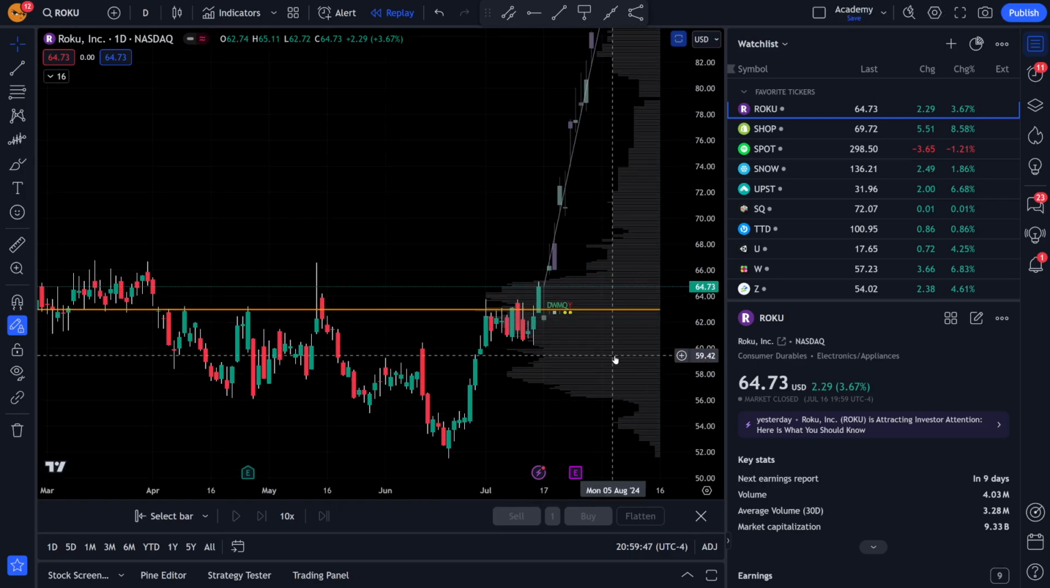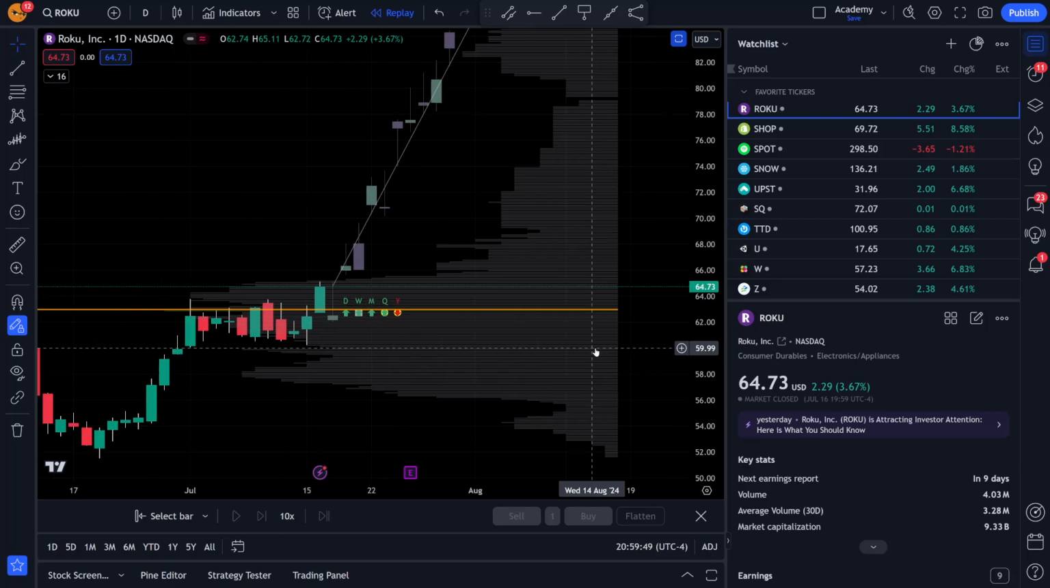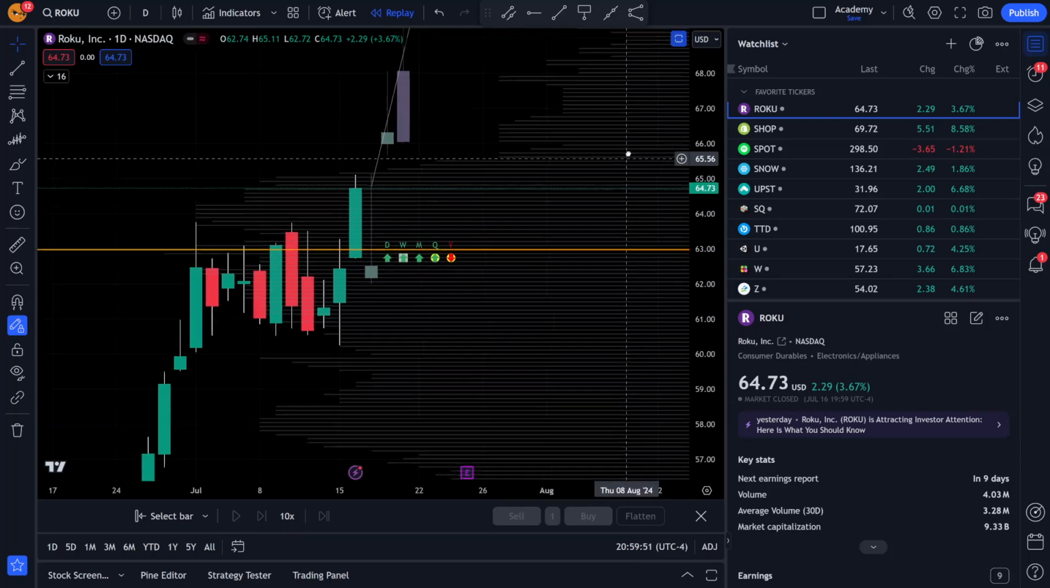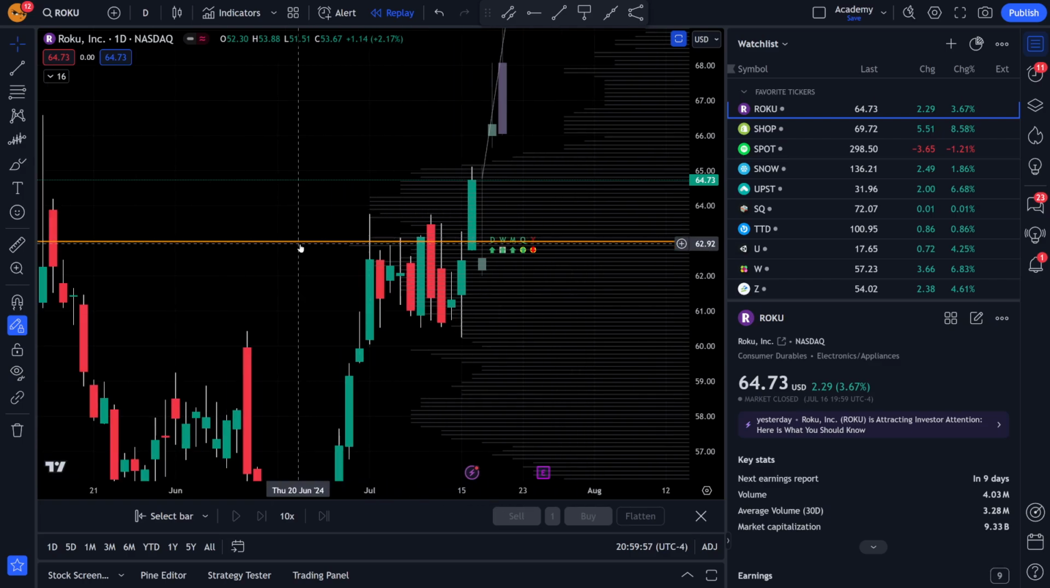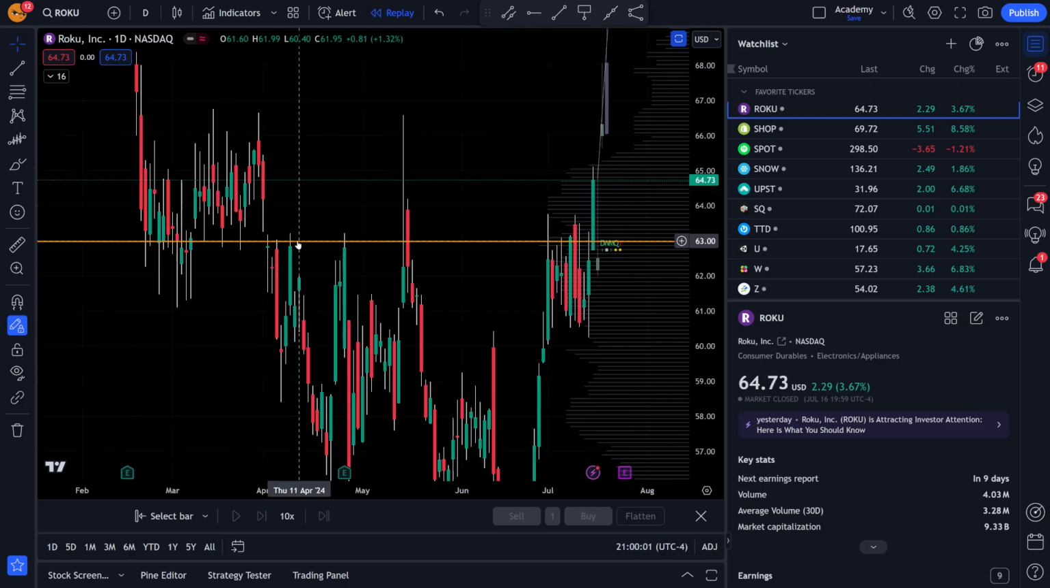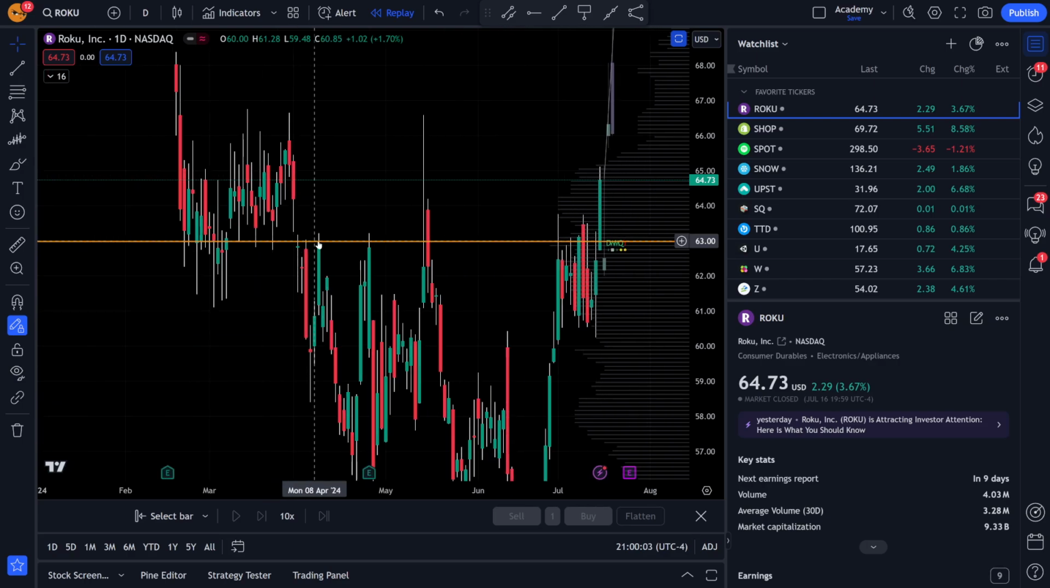If you see here on the chart, there's this orange line. This orange line is called the point of control, or POC. The point of control is the level of the highest volume in a period of time. And look at that, everybody.